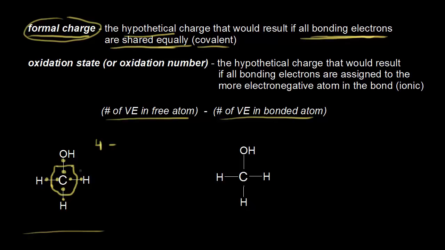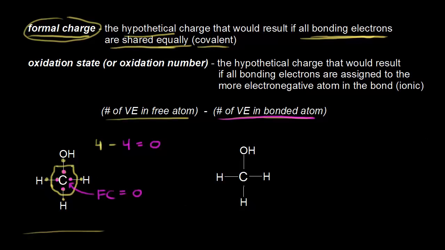So how many valence electrons do we see around carbon now? Let me go ahead and highlight them. There's 1, 2, 3, and 4. So that's the number of valence electrons around carbon in our drawing. So 4 minus 4 is equal to 0. So 0 is the formal charge of carbon. Let me go ahead and highlight that here. So in this molecule, the formal charge for carbon is 0.